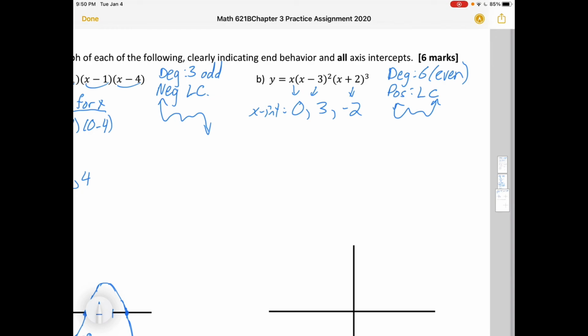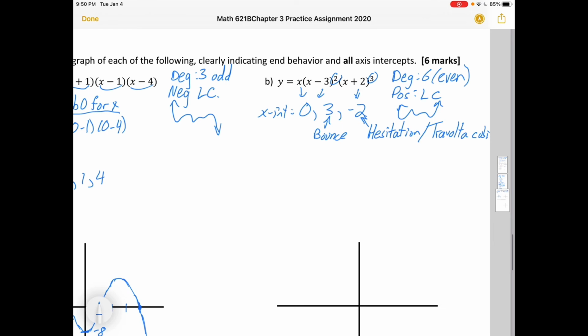Okay, some of these are special. This one is squared, so that means it's got a bounce, or a turning point. This one is cubed, so that means a hesitation, or an inflection if you prefer, or a Travolta kind of look, Travolta cubic thing. I mean, it's got a cube there, so of course it behaves like a cubic.